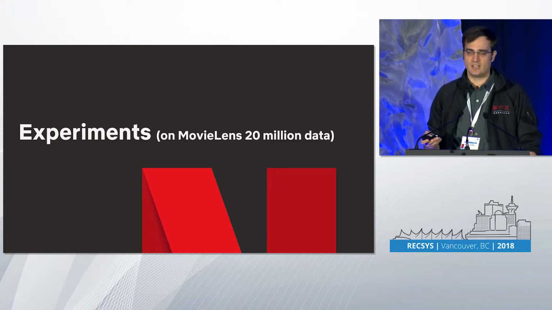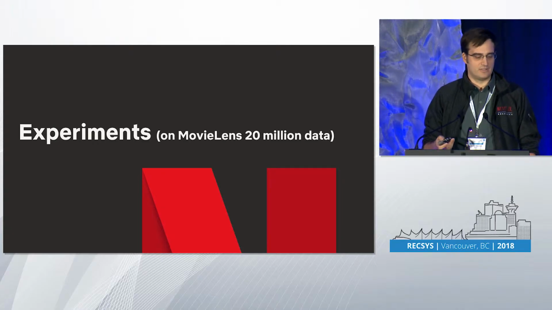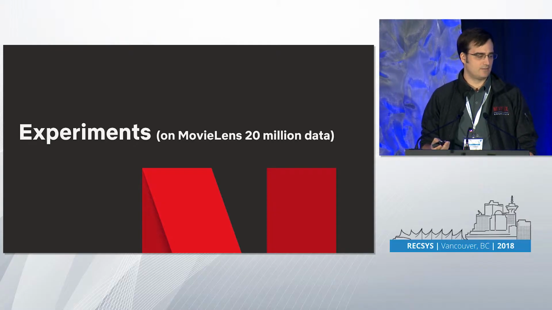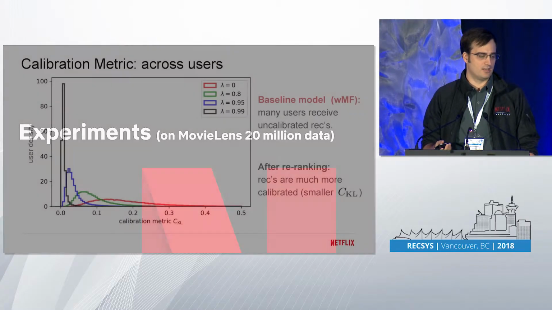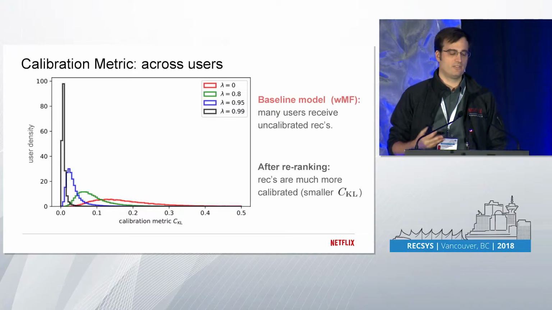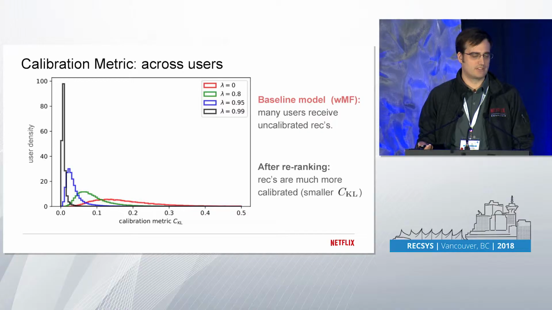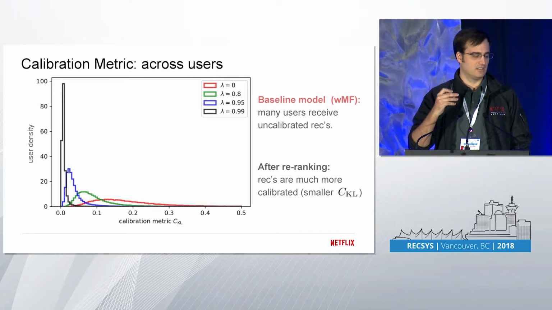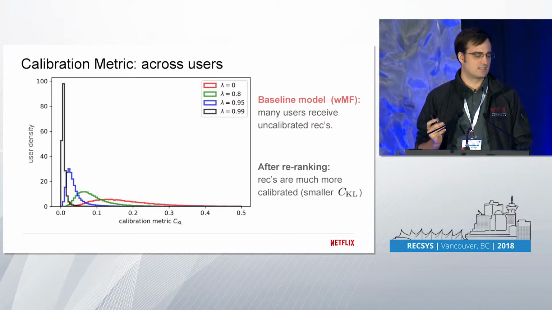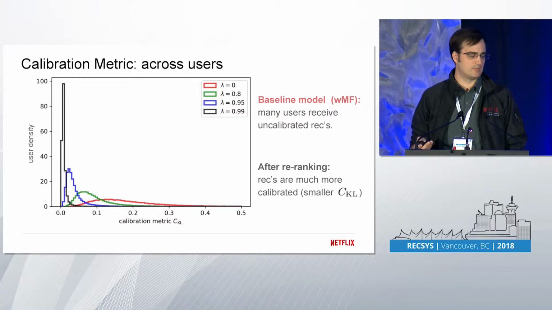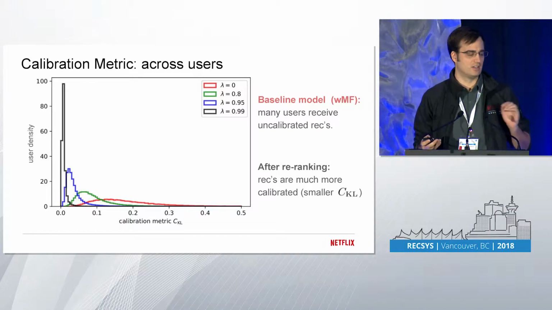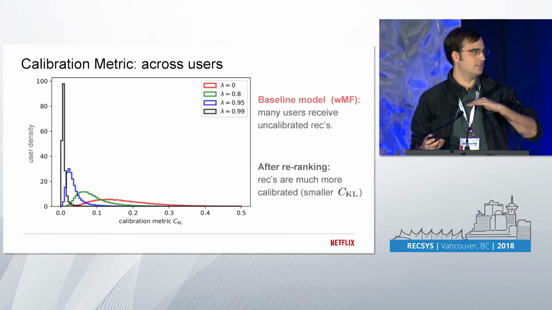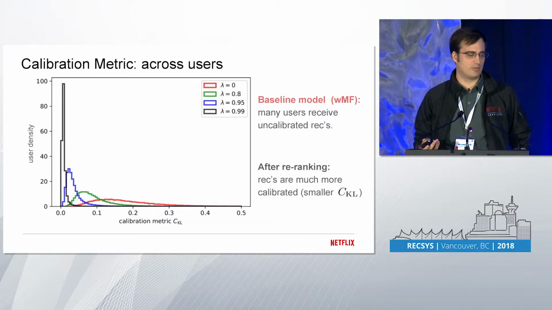Now into the experiments on this. These experiments were done on the MovieLens 20 million data set. Here, what it's looking at is doing re-ranking off of a baseline model, which is weighted matrix factorization. In the plot here, we can start with just looking at the red curve, which is just the output of the recommendation system. And you can see with the calibration metric that a lower score is better. So the initial calibration is not very good. There's a pretty wide distribution in terms of the calibration scores.